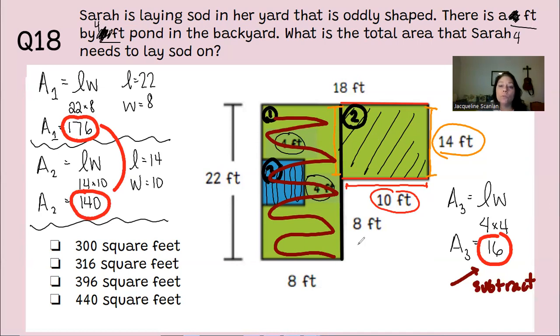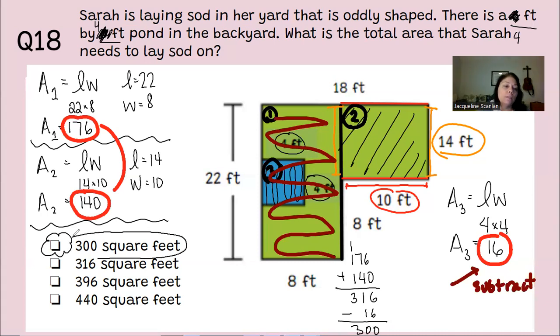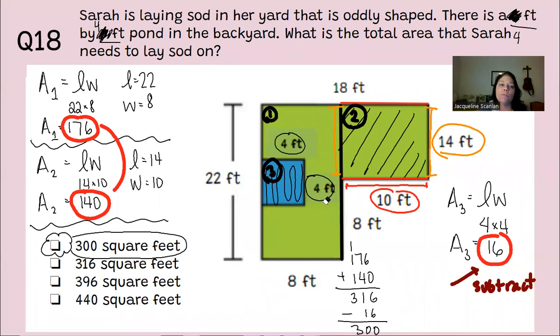So watch how I do this. I'm going to go and do 176 plus 140, which gives me 316. And then from that, I'm going to subtract the area of the pool, which was 16, and I end up with 300. And that is the correct answer for the quiz question. So I guessed right. That means the written portion of this test question was incorrect. It should have said 4 feet by 4 feet, but the picture portion of the practice test is correct, where it gave me my dimensions inside that rectangle of 4 feet by 4 feet. Correct answer is 300 square feet.